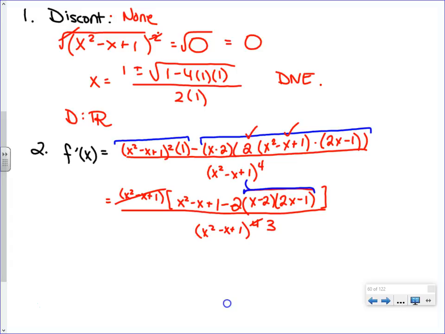Need that 2 in front, so put a little parenthesis. And I have a 2x squared minus 1x minus 4x, which will be minus 5x, plus 2. Okay. So we FOILed him.